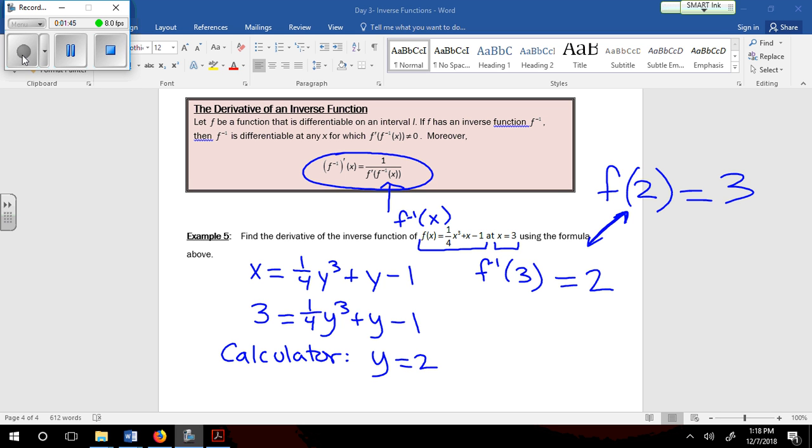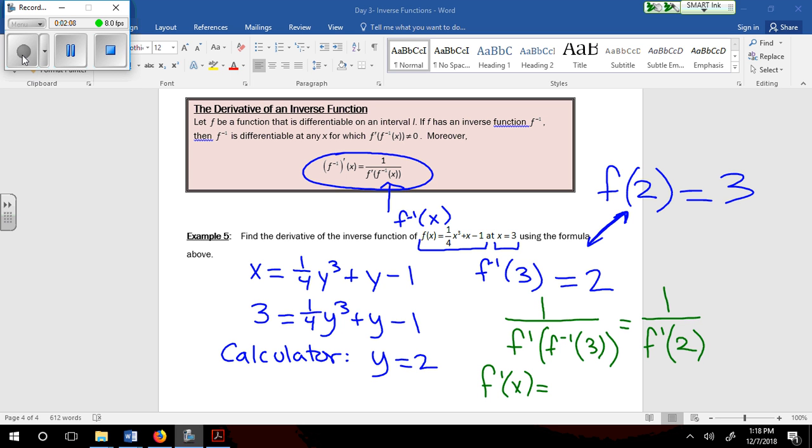So we're going to use our formula, 1 over the derivative of the inverse of 3. So we know that the inverse of 3 is 2. So we want to find the derivative at 2. So we can find our derivative.